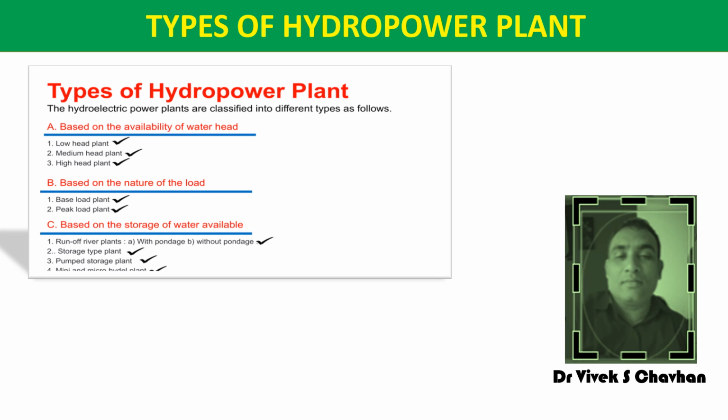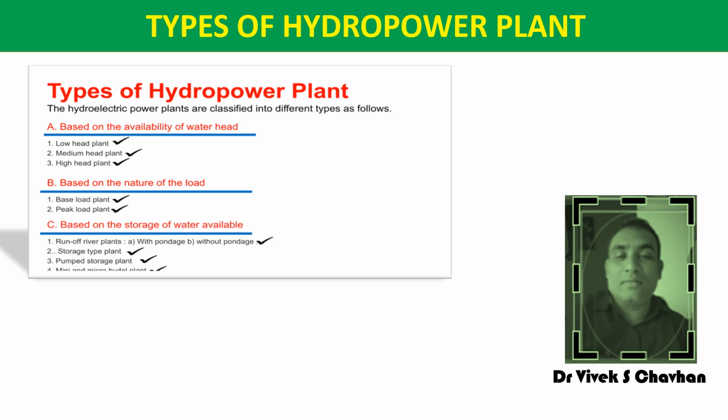A hydropower plant, or hydroelectric power plant, is used to convert water energy into electric energy. The water energy is used to rotate the turbine, and the turbine is connected to the generator, which generates electricity. A hydroelectric power plant is a non-conventional power plant. It is widely used to generate electricity from a renewable source of energy.